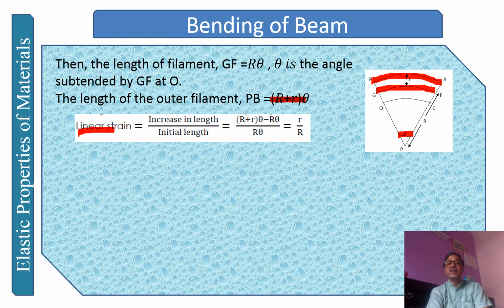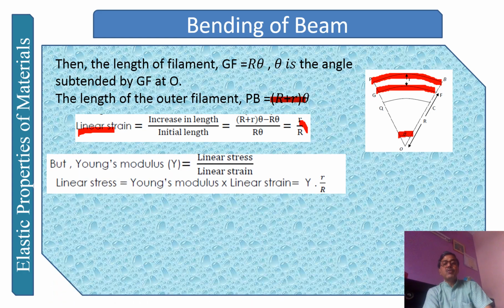This is your neutral axis, right? So we have subtracted R theta. So how much are we getting? Just do the simple calculation. So the linear strain we are getting is equal to small r upon capital R. This is simply your linear strain. Okay, so let's proceed further.